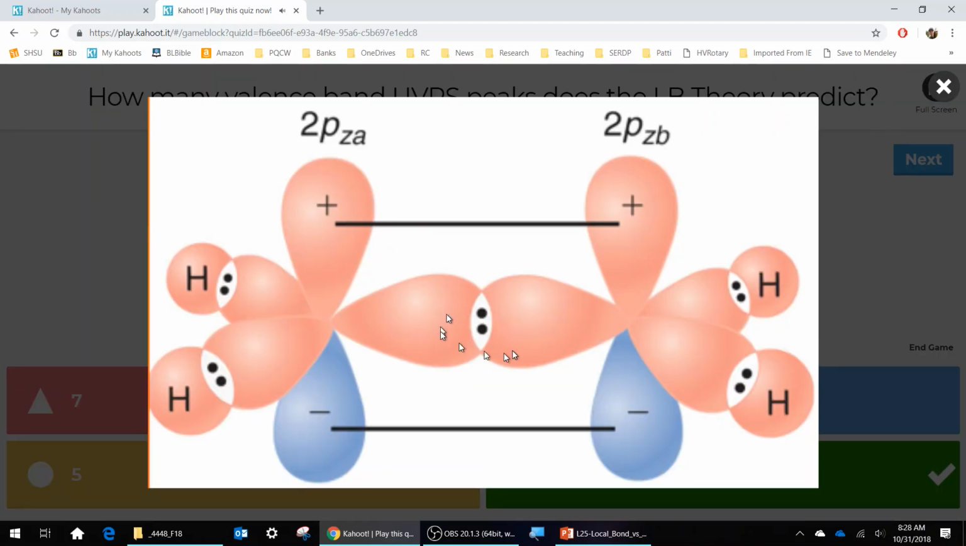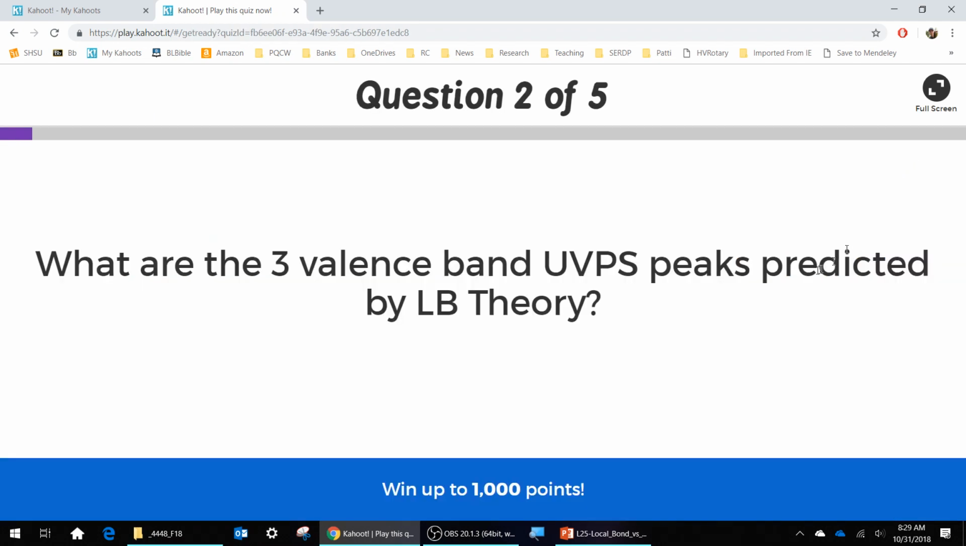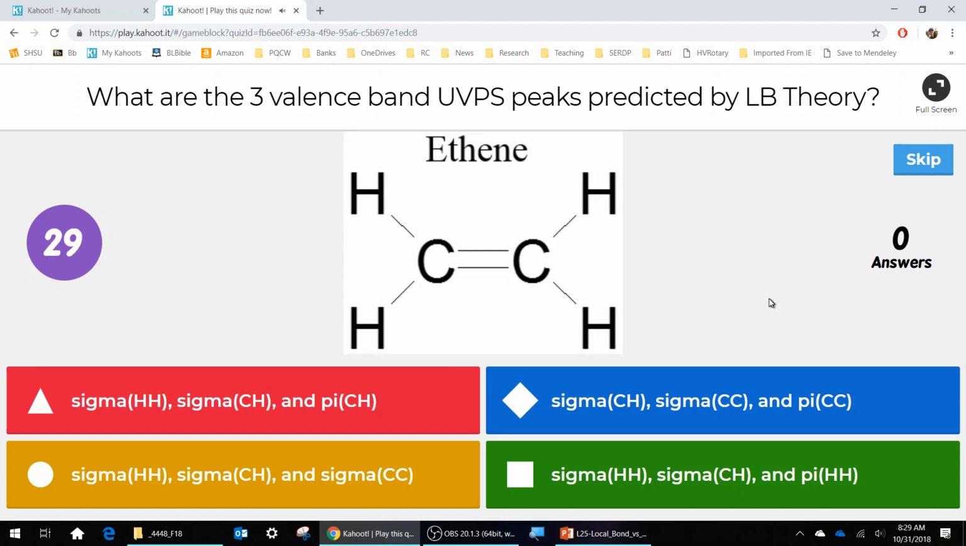We have the sigma bond between the 2 carbons, carbon-hydrogen single bonds. All 4 of those count as one type of electron, and then the pi electrons. Oh, I just told you. This one, so get your thumbs ready. So what are the 3 valence band UVPS peaks predicted by local bond theory?